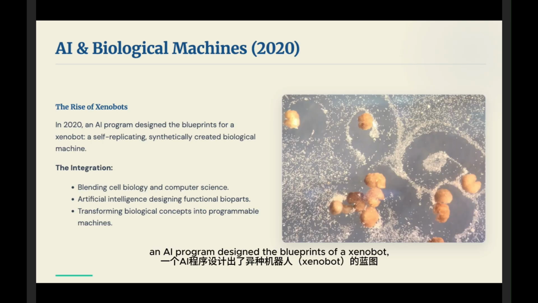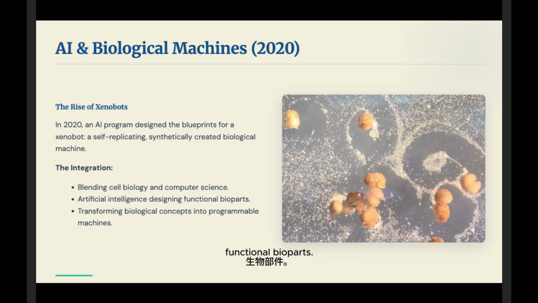In 2020, an AI program designed the blueprints of a xenobot, a self-replicating and synthetically created biological machine. This milestone beautifully demonstrates the integration of the field, blending cell biology and computer science together to transform abstract biological concepts into programmable functional bioparts.